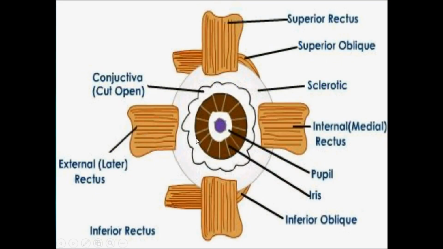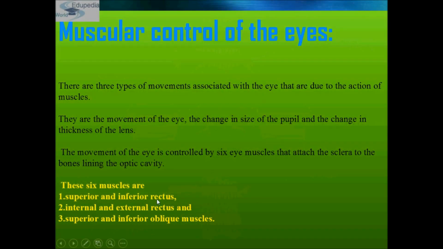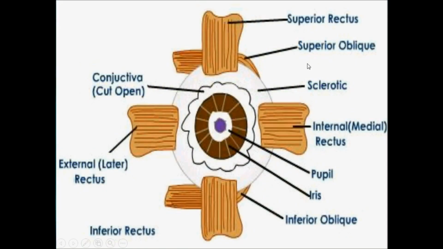See, this is our eye, okay? This is pupil of our eye, this is iris of our eye, okay? And this is the conjunctiva, which is the white portion of our eye, okay? So the first is your superior and inferior rectus, okay? This is your superior rectus and this is your inferior rectus.